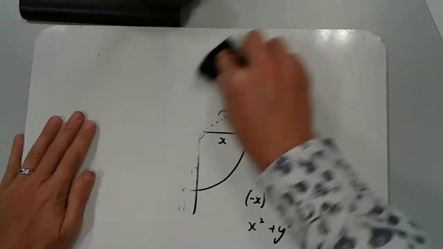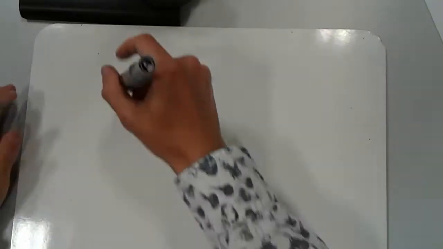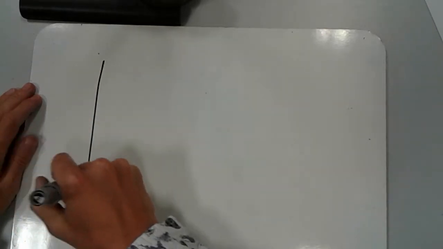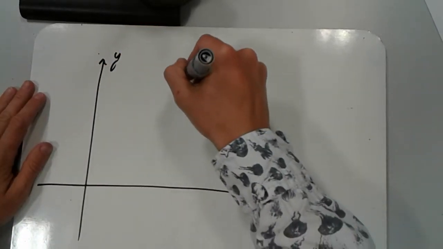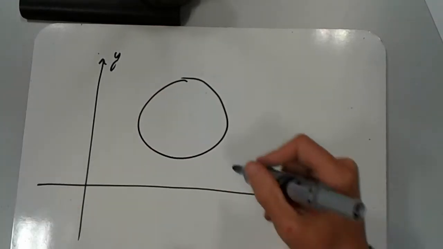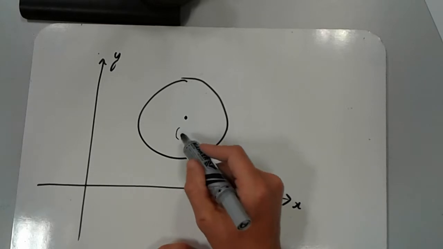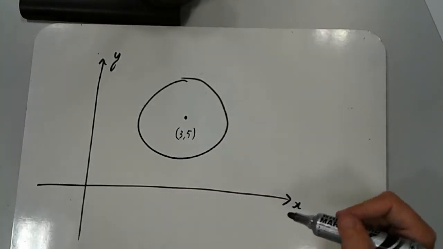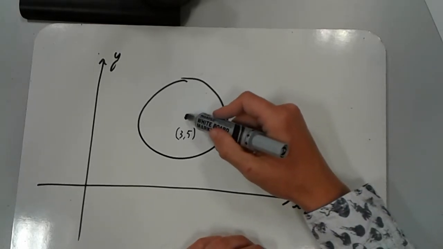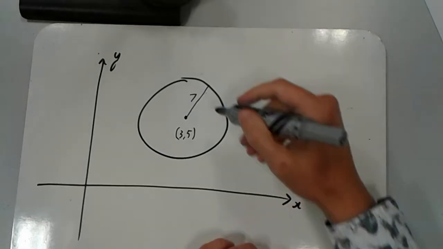Now what happens if we move the origin, move the centre of the circle away from the origin? Okay, so there's our attempt at a circle. Centre, we'll say that this has centre 3, 5. We'll have some actual coordinates for this first one. And let's have an actual radius now. Let's say its radius is 7.